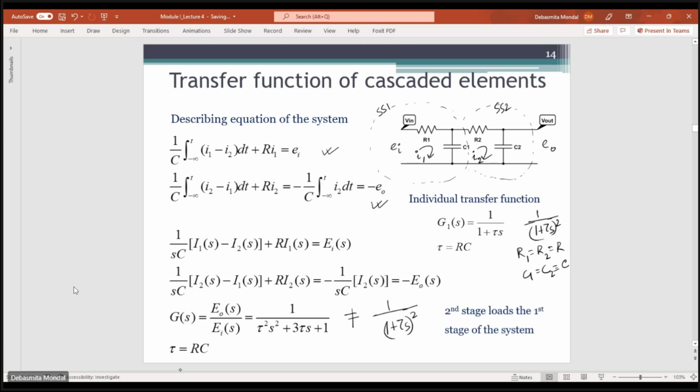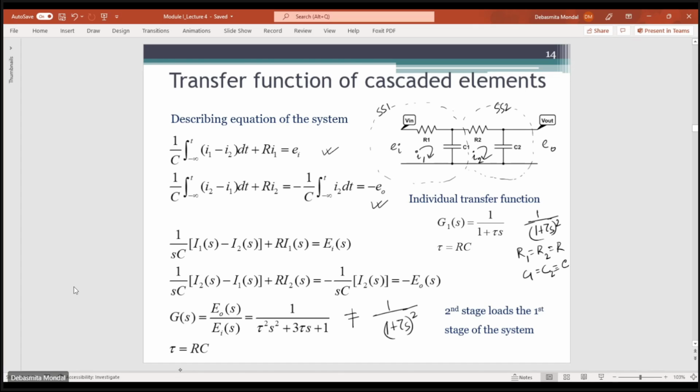So why is this not equal? Because the second stage is actually loading the first stage of the system. So our basic assumption that the two stages of the system should not load each other is not being satisfied. That means we cannot just multiply the individual transfer functions in order to get the overall transfer function.